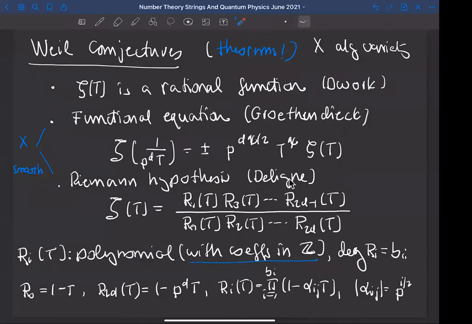This one is valid even if your algebraic variety has singularities. These two are not. You have to make changes.